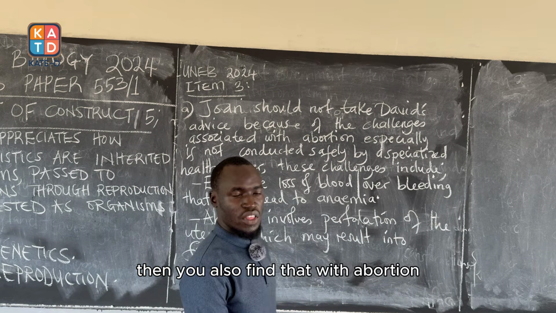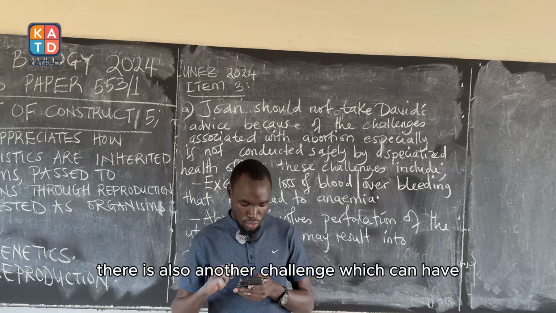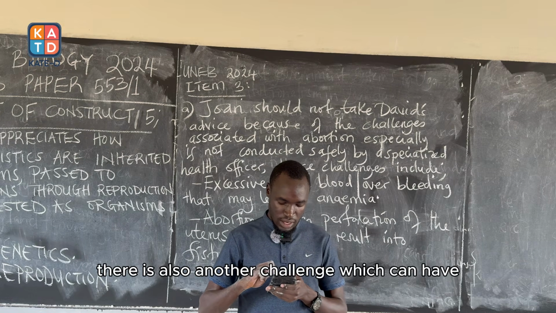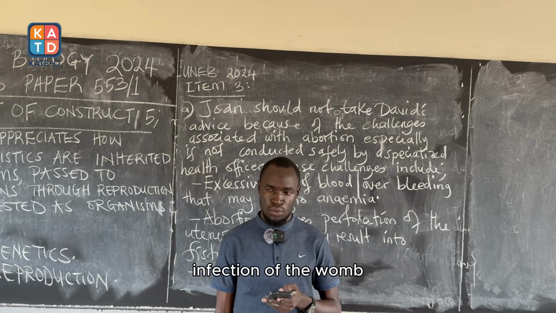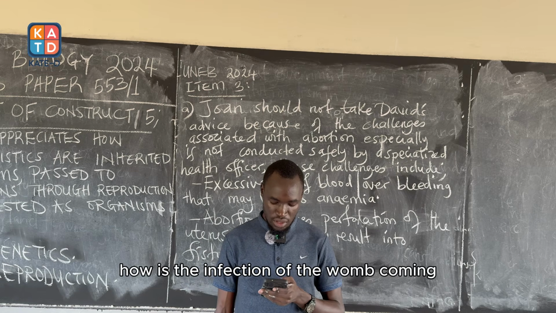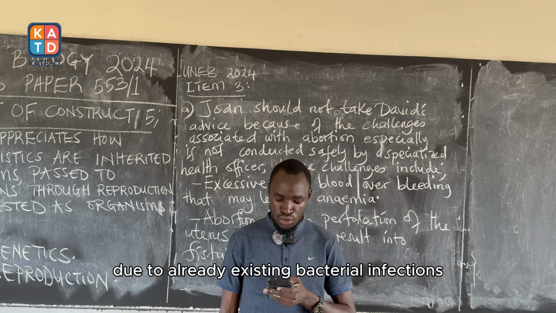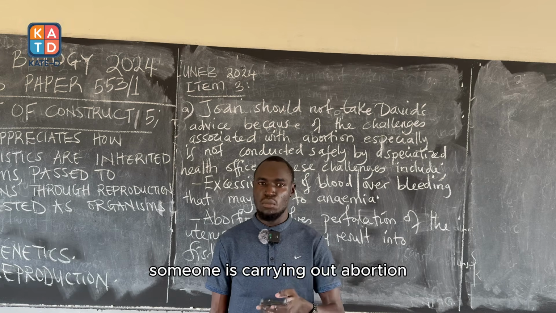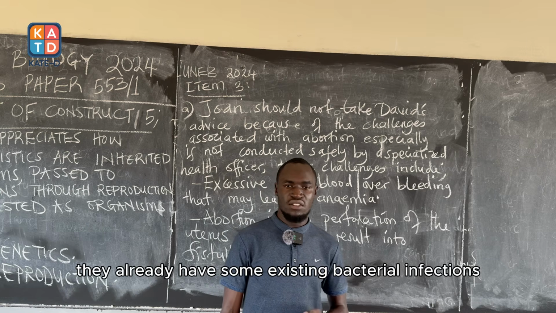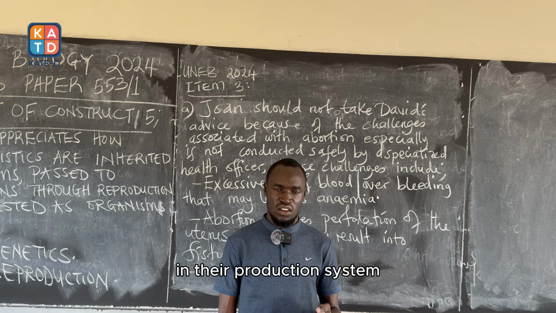Then you also find that with abortion, there is also another challenge, for example, infection of the womb. How is the infection of the womb coming? This may occur due to already existing bacterial infections. Someone is carrying out abortion, but they already have some existing bacterial infections in their reproductive system.